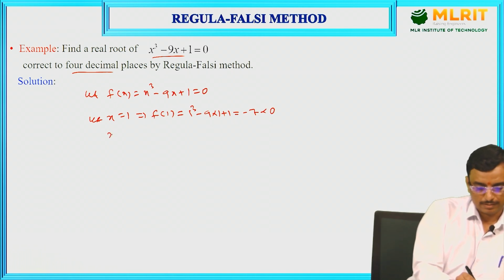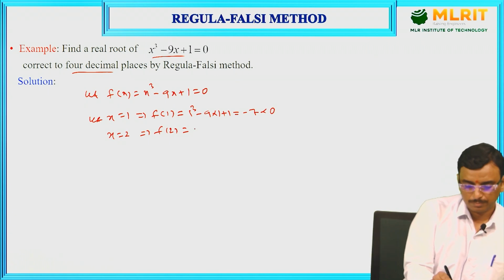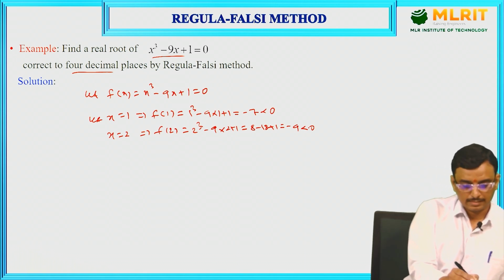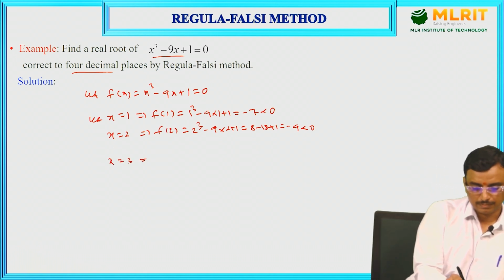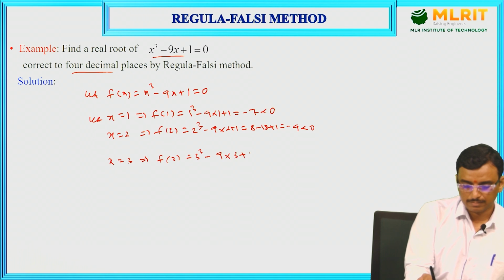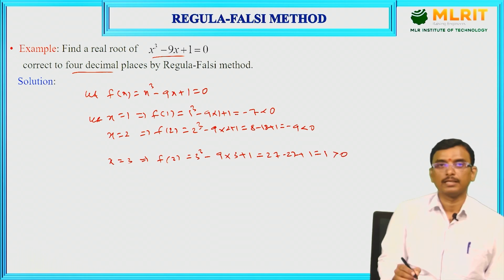Now take another value, x = 2. So f(2) = 2³ − 9·2 + 1, so this is equal to 8 − 18 + 1, so −9. This is also less than 0. Next take x = 3, which implies that f(3) = 3³ − 9·3 + 1. So 27 − 27 + 1, so this is equal to 1, which is a positive value, greater than 0.